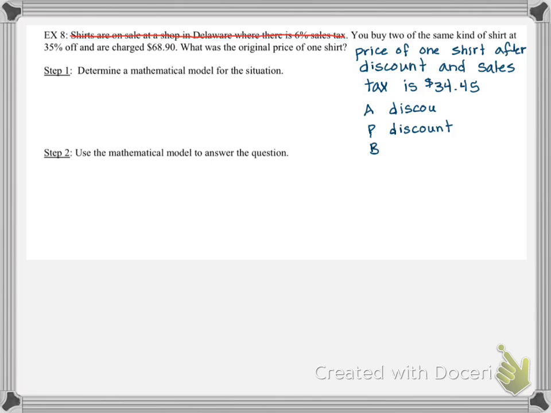And what's our base going to be? What's that represent? Total cost of one shirt. Uh-huh. So the total before or after the discount? Before. Very good. So the price before the discount.